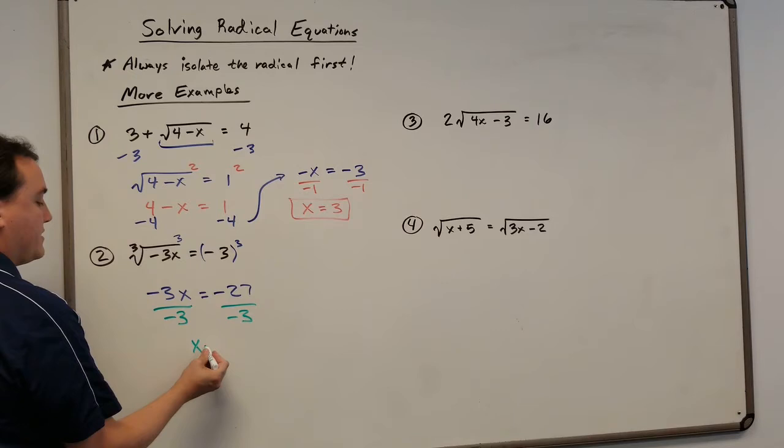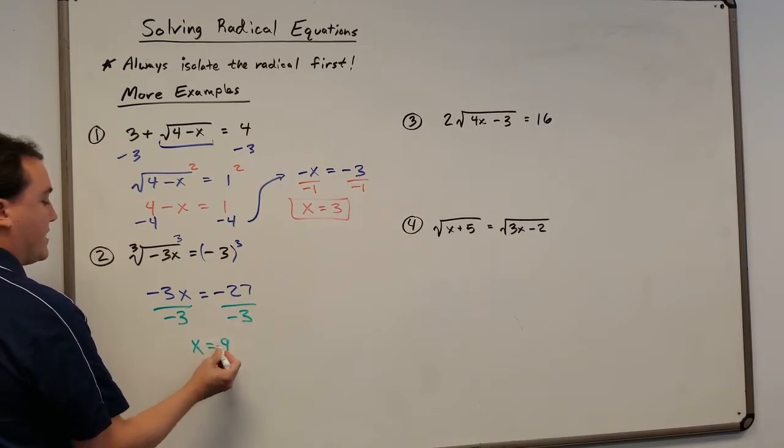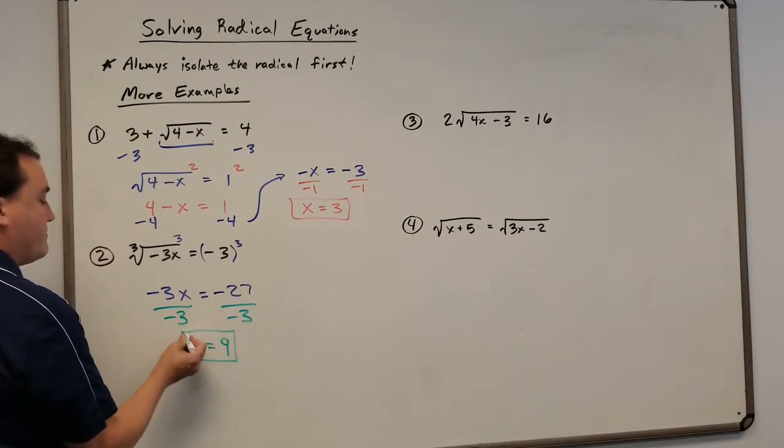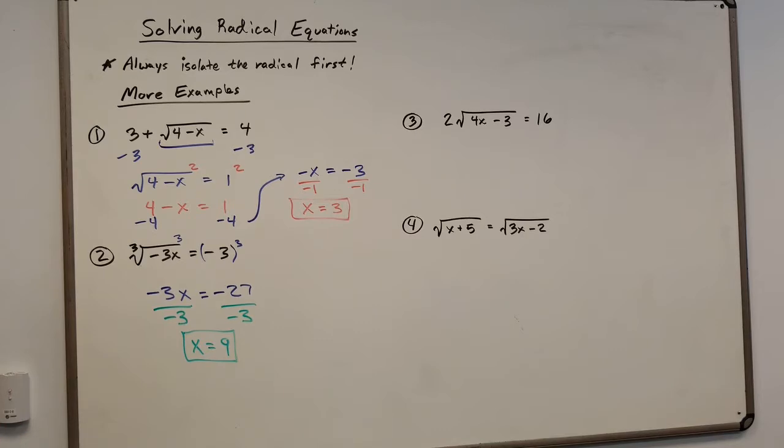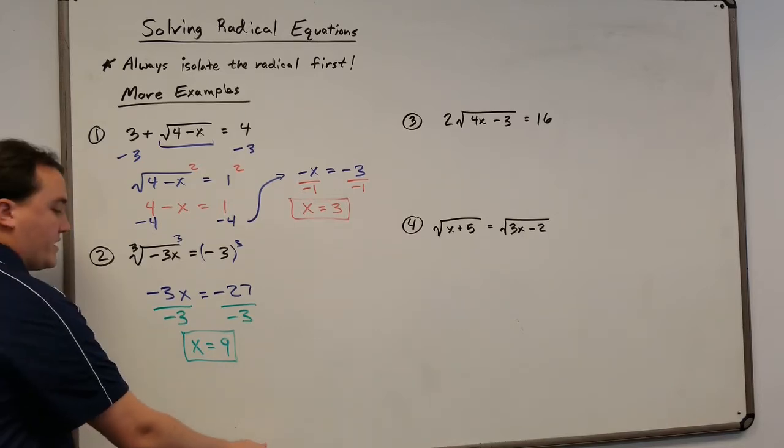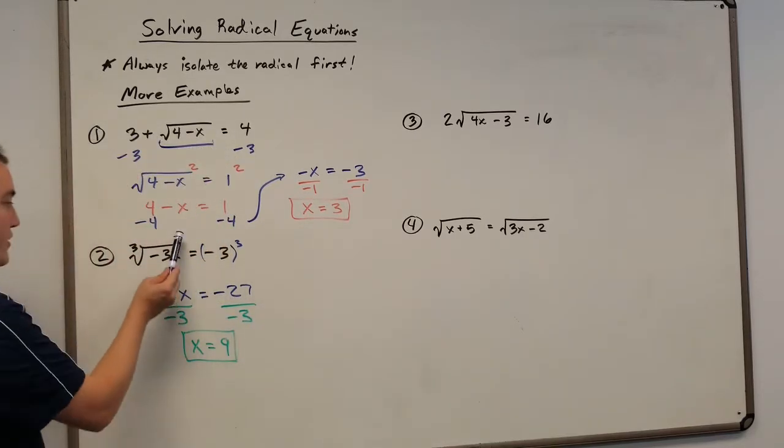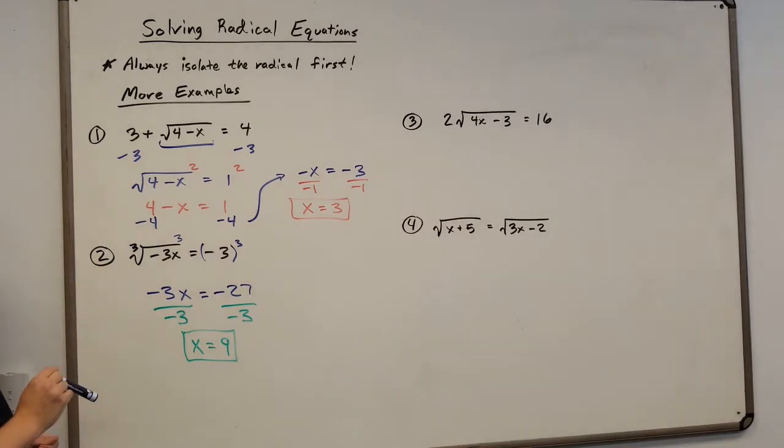And we get x equals positive 9. Like I said, as long as all your work is right for a cube root or any odd radical, your answer is always going to be right. You don't have to check for no solution.